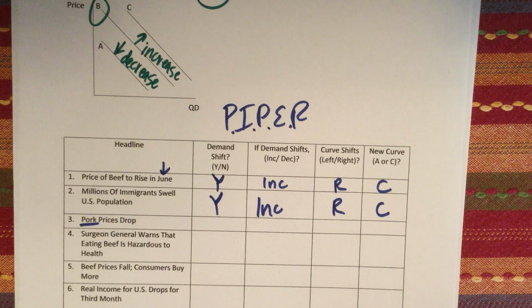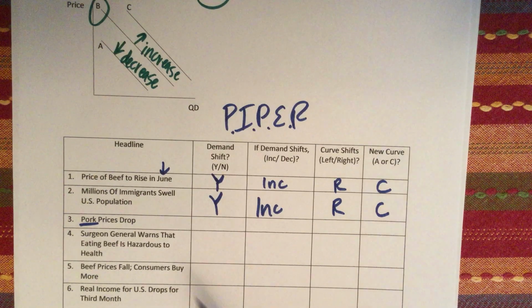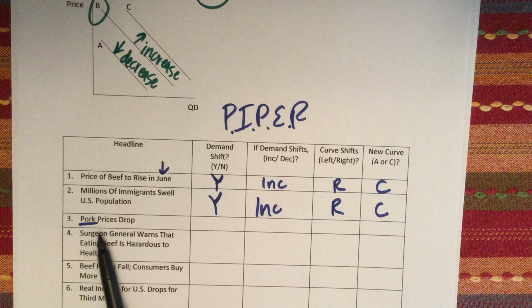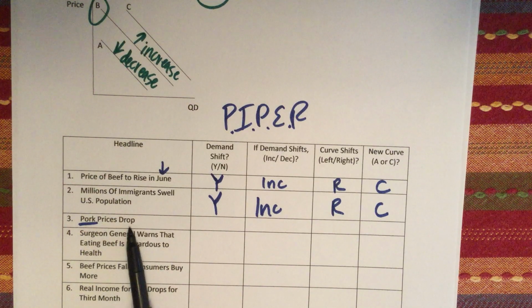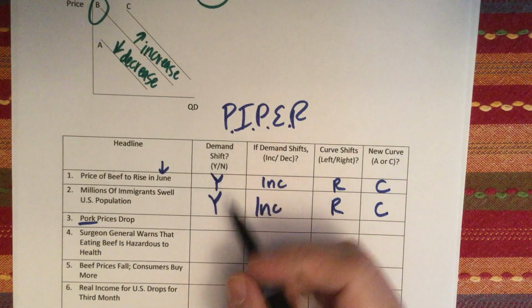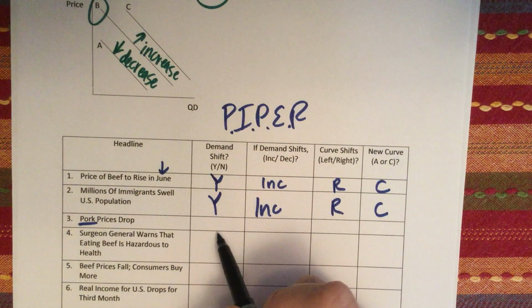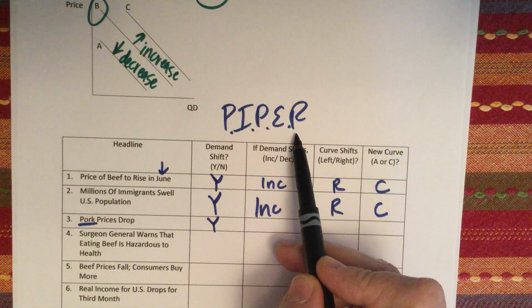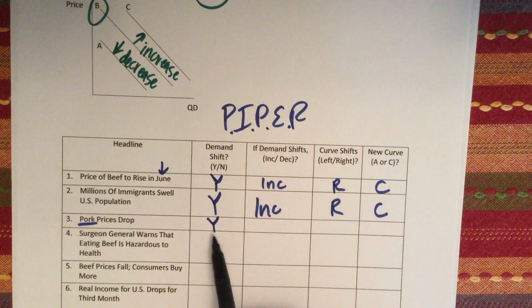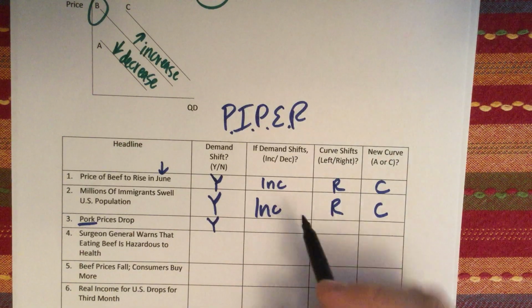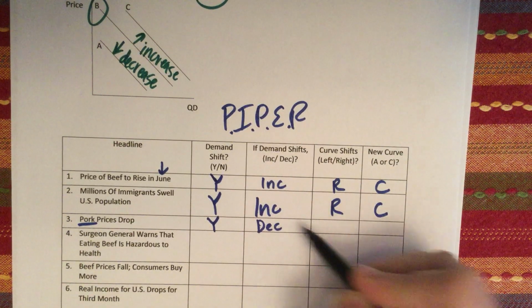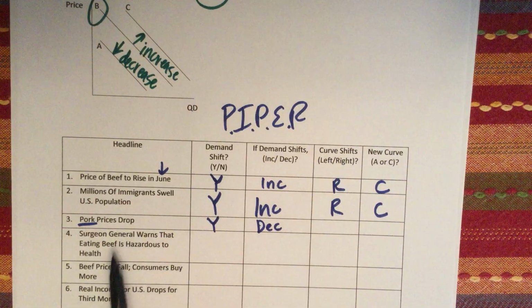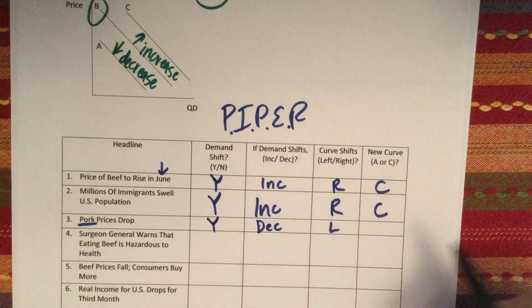If you're not eating red meat, you might go out and buy chicken or pork or fish. Pork is considered a substitute in this example. If pork prices go down, more people are going to buy pork. It is a shift in the demand curve because it is a related good. They are substitutes, so it is going to decrease the demand for beef because people are going to buy pork instead. It's going to shift to the left.